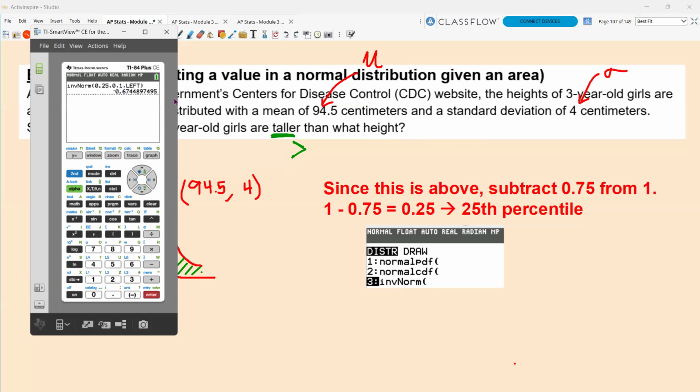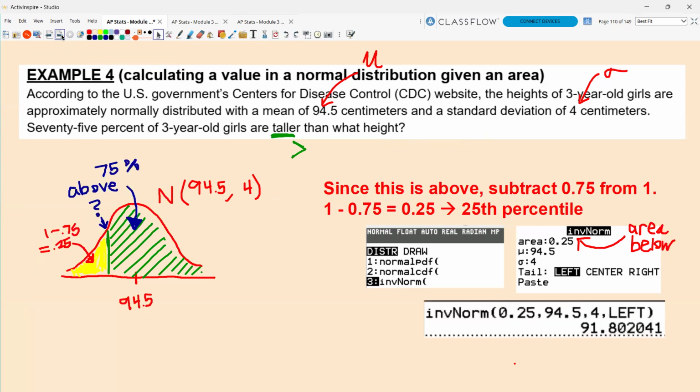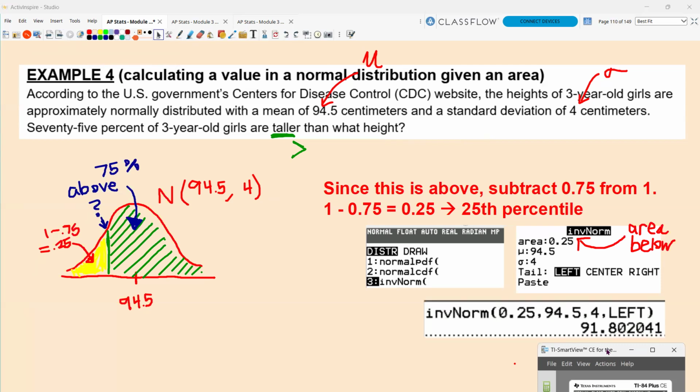But now we can take that number and solve the same equation we did before. So use your inverse norm. Remember to get the area below. So subtract, if you're going above, subtract that number from 1. Calculate it, and notice that I calculated it as 91.8 without having to do 0 and 1. So let me show you how to do that even easier. So you could get the z-score and plug it into the formula and solve and get 91.8.